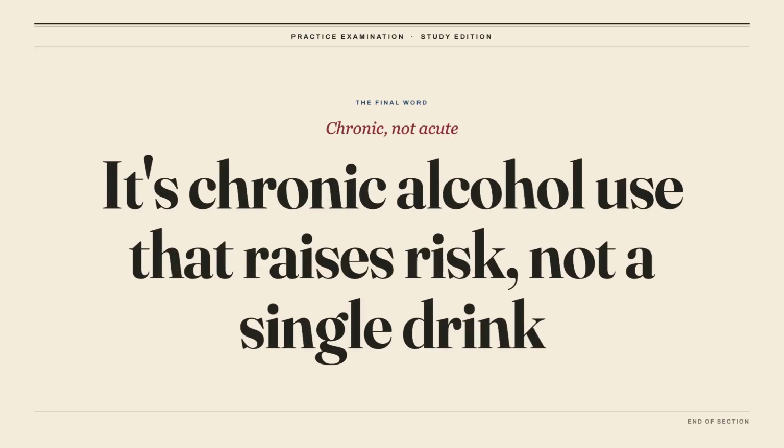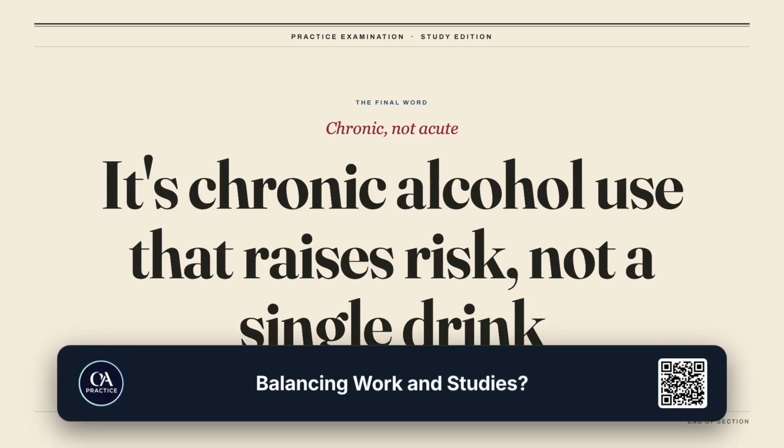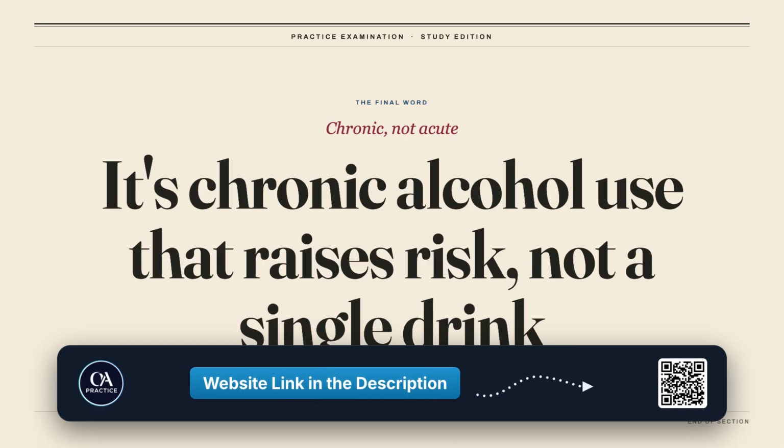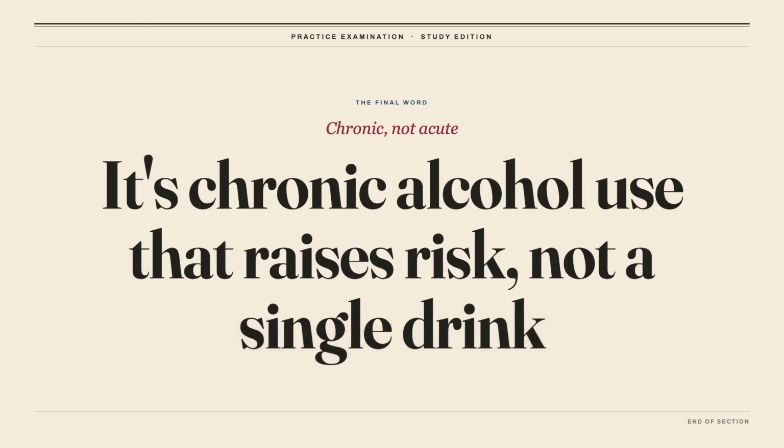Remember the mechanism, not a slogan. Acute alcohol intake can actually compete with acetaminophen for the same enzyme and be mildly protective. It's chronic use through enzyme induction and glutathione depletion that creates real danger, and that distinction is what identifies the truly vulnerable patient.